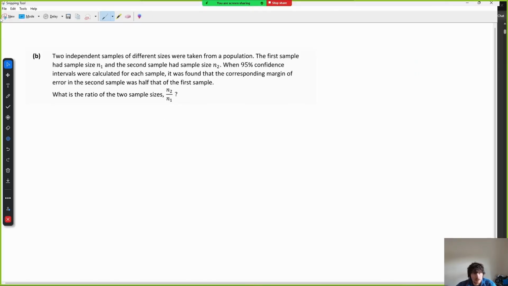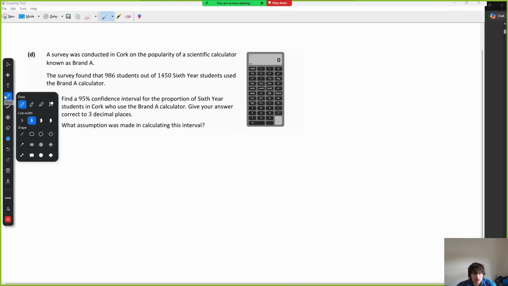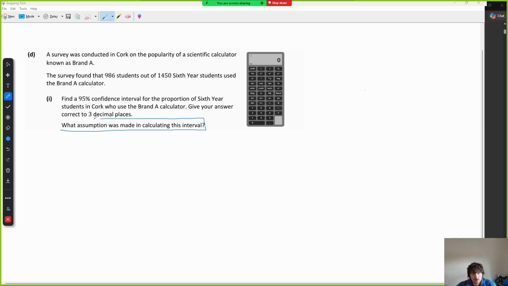Okay, so we'll snip this, make this question bigger. We can see p hats are involved here somehow. Construct a 95% confidence interval for Brand A. Give your answers to 3 decimal places. And then this assumption, this is a really big thing here at the end. So hopefully I remember to do this for you. Obviously pause the video, give this a go.